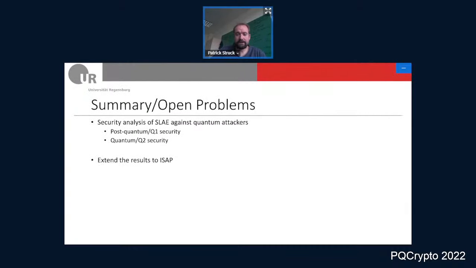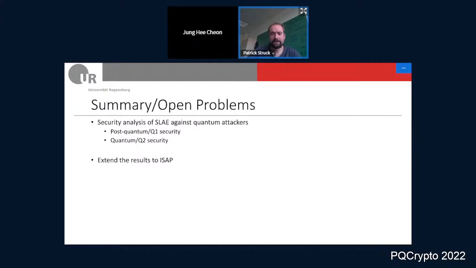So an open problem would be to extend these results to ISAP. And if you recall from the beginning, I said for SLAE, we have a random transformation underlying the sponge construction. And this is the part that allowed us to rely on the one-way to hiding lemma. Whereas for ISAP, if we have a public permutation, we can no longer rely on the one-way to hiding lemma, because the adversary would also get access to the inverse of the permutation.